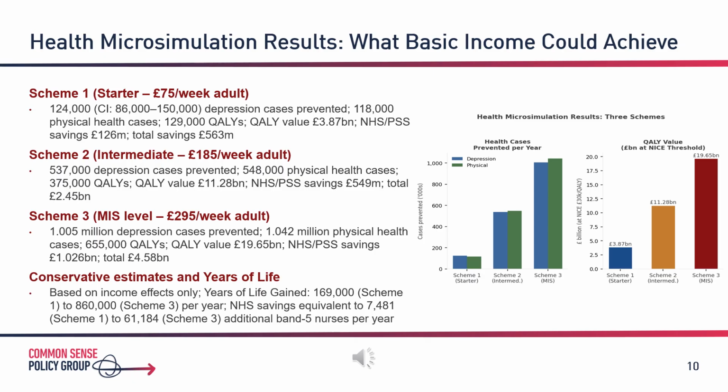The nurse equivalent is worth using in communication with policymakers. Scheme 1's NHS savings could pay for 7,481 additional Band 5 nurses per year. Scheme 3's savings could pay for 61,184. These concrete, verifiable numbers communicate the scale of the health system return in a way that QALY values, however accurate, do not resonate with non-specialist audiences.